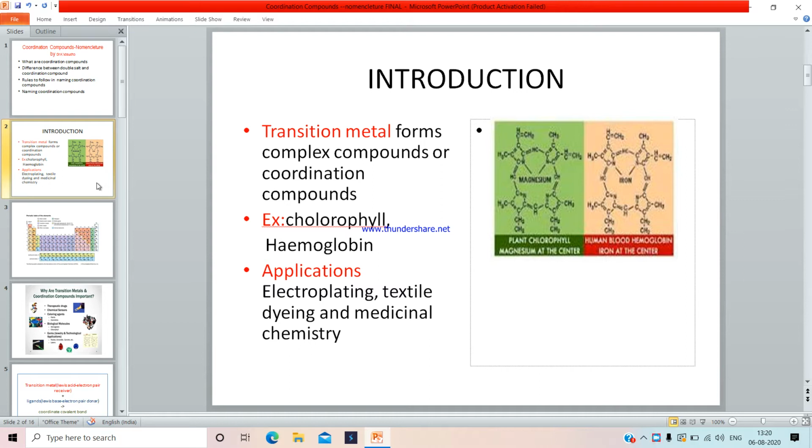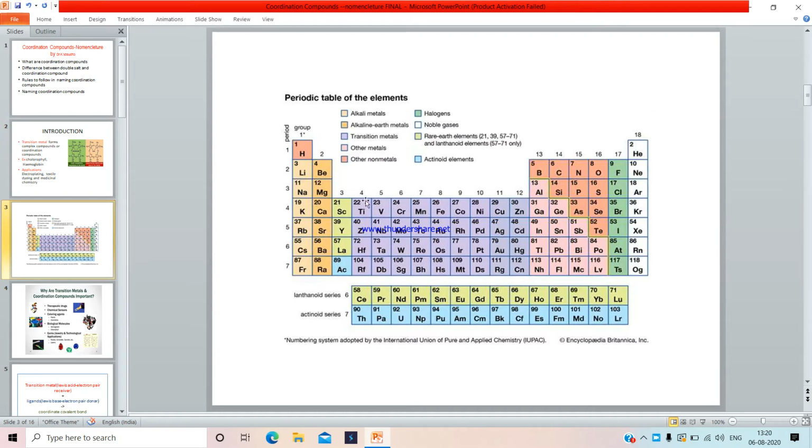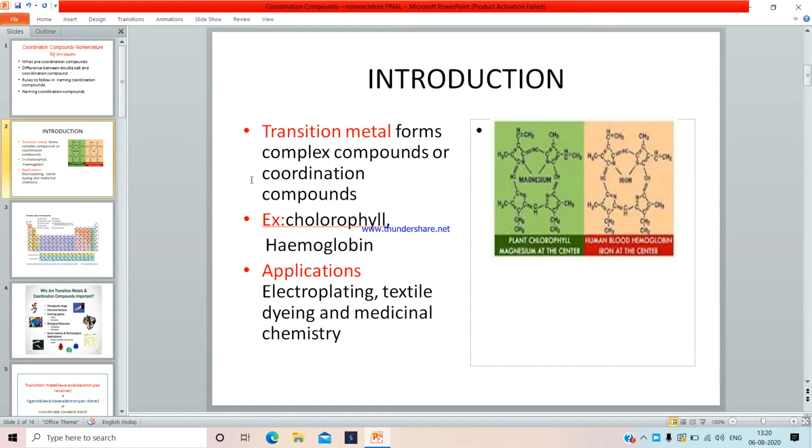So what is meant by these coordination compounds? Which metals form coordination complexes or complex compounds? Generally, transition metals form coordination complexes. Transition metals bind with ligands and form coordination compounds. The examples for these transition metals are manganese, iron. Transition metals are the metals which are present between the s block and the p block elements. So transition metals form coordination compounds.